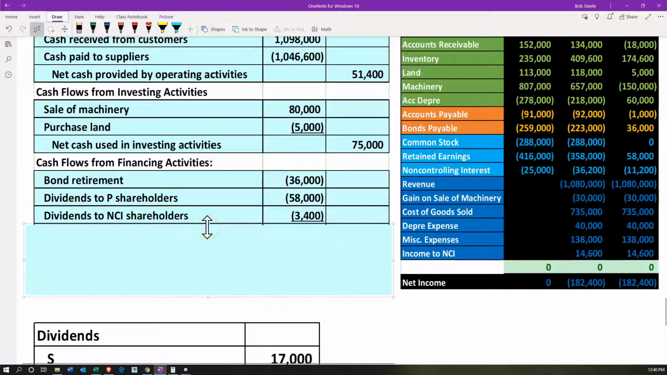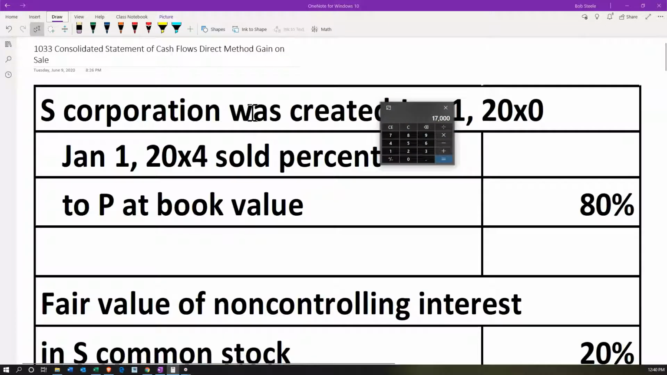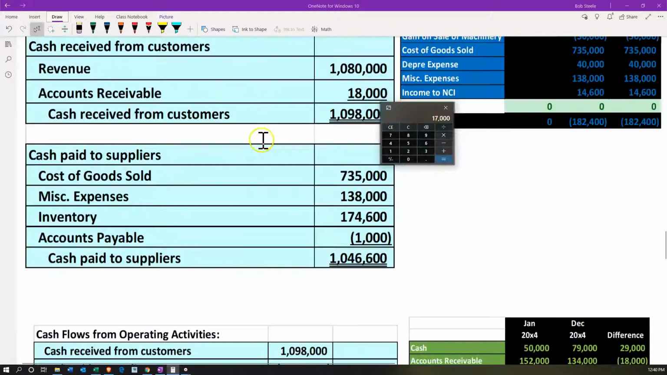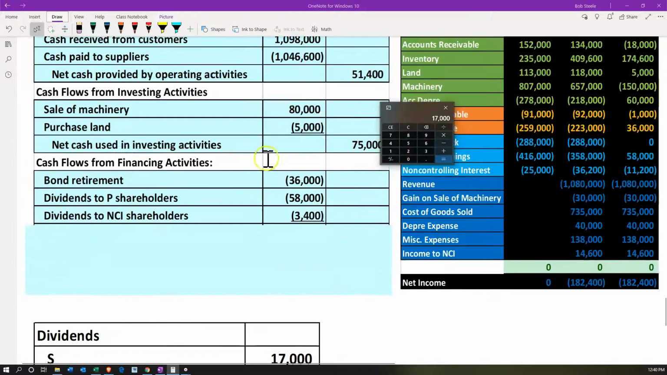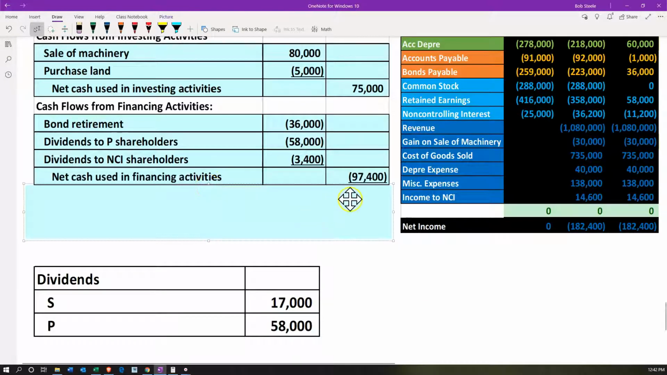And then we have the dividends to the non-controlling shareholders, which is kind of the new thing we have to deal with here with our consolidations, and that's going to be the 17,000 times, and I can't remember what the percent was, 20%, I think. 20% times 20. I'm scrolling like crazy, sorry about that. Times 20.2. And that's going to be the 3,400, so there's the 3,400. So then if we add these up, we're going to get the 97,400. That's the net cash used in financing activities.